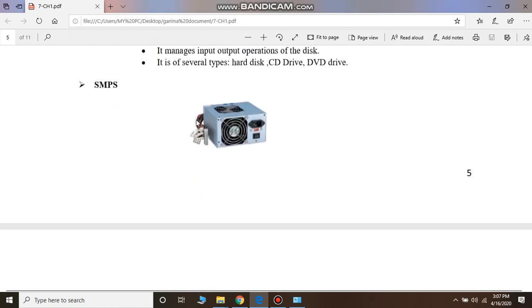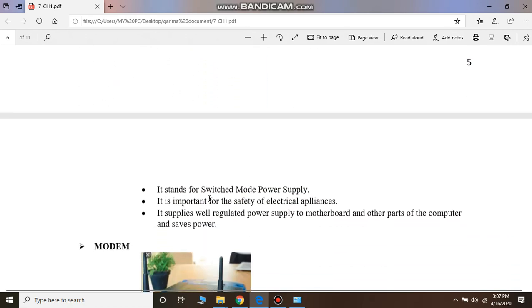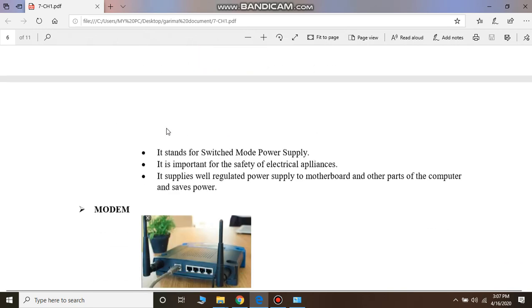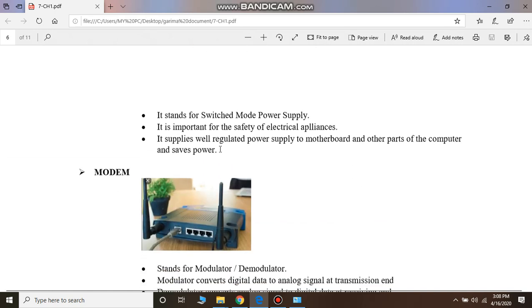Next we have an SMPS, which stands for switched mode power supply. This is how the SMPS looks. It is basically providing safety to your electrical appliances. The task of SMPS is that it converts the unregulated power supply to a regulated power supply, and then it supplies the regulated power to the computer components that are present on the motherboard.